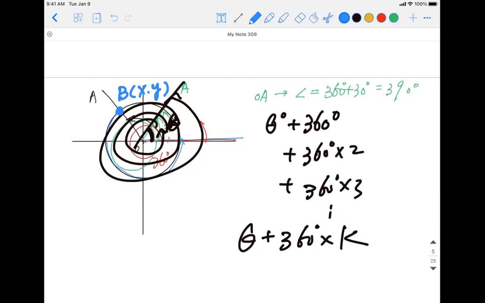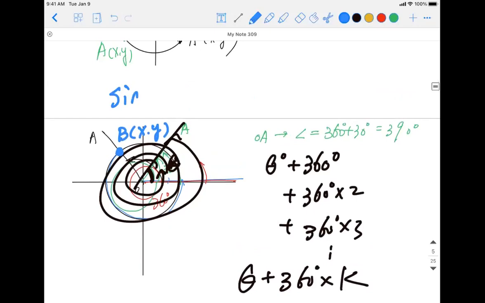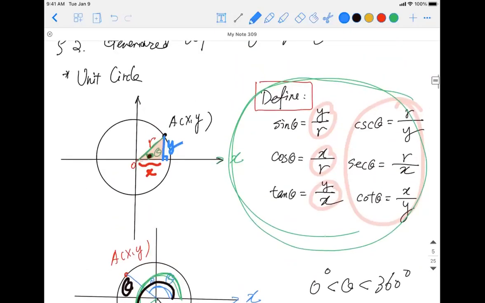However, from our unit circle's perspective, I don't really care where you start or how many turns you take. Eventually, you will stop. As long as you stop, your sine theta value will be exactly equal to y over r, right? Our definition is always the same. I don't really care how many turns you take. As long as you stop, you will have a point.